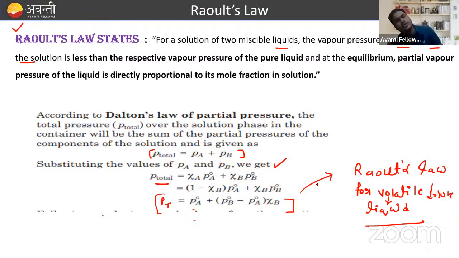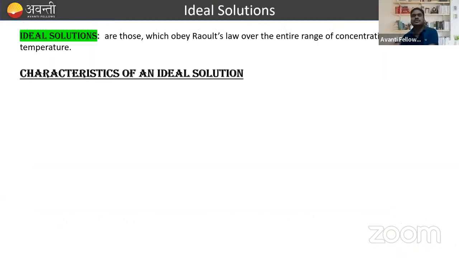So if the solution follows this law, then we can say this is an ideal solution. So ideal solutions are those which obey Raoult's law over the entire range of concentration at a given temperature. Now, what are the characteristics of an ideal solution?